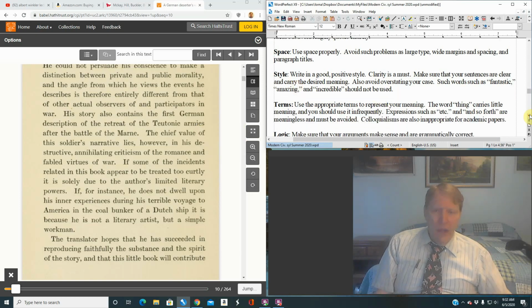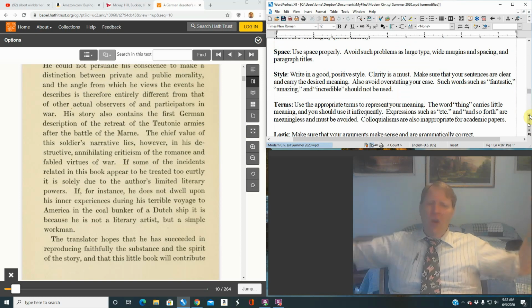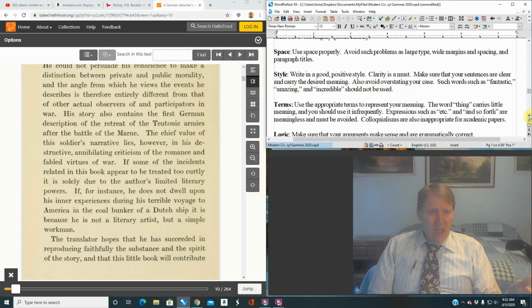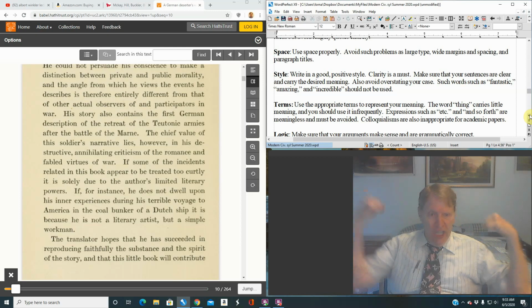The word thing carries little meaning. I'm not saying it's a forbidden word. I'm not saying you should never use thing. But if you're trying to get your book published, you send it to the book publisher, and they're scratching their head saying, what does this author mean by thing? That can be a problem. I'm not saying you shouldn't use it, but you should probably use it very sparingly. It really carries very little meaning. If you have something to say, say it. Expressions such as etc. The Greeks were tall, efficient, etc.